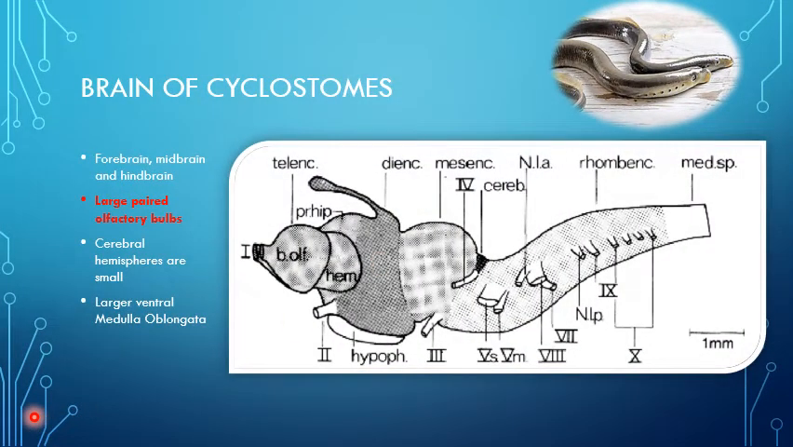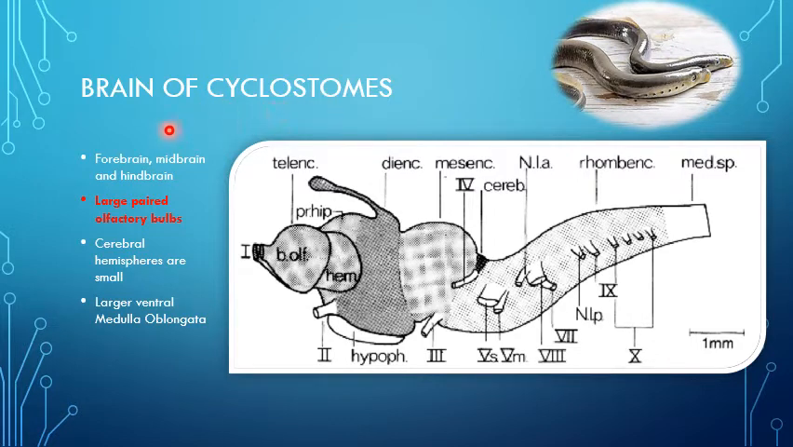Hello students, welcome to the lecture on comparative account of brain in vertebrates, part 2. In this lecture, we will discuss the brain of cyclostomes, fishes and amphibians, starting with the brain in cyclostomes.